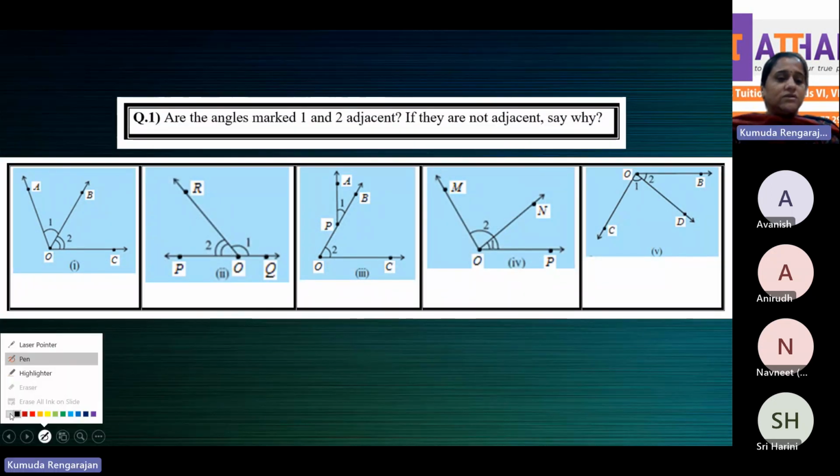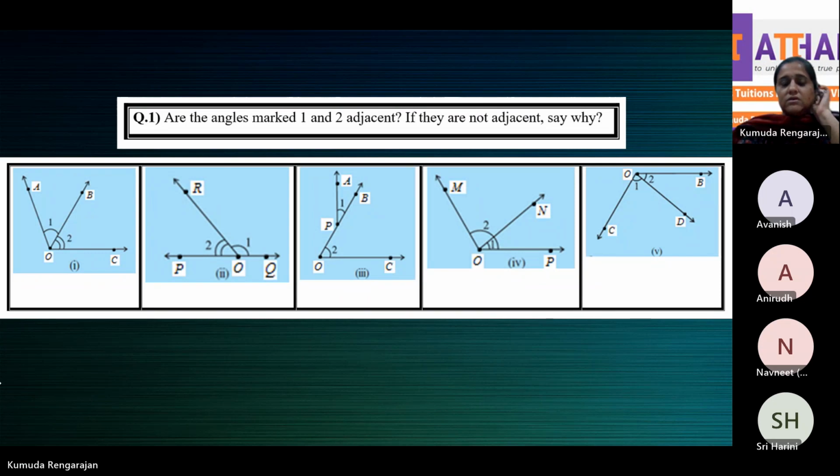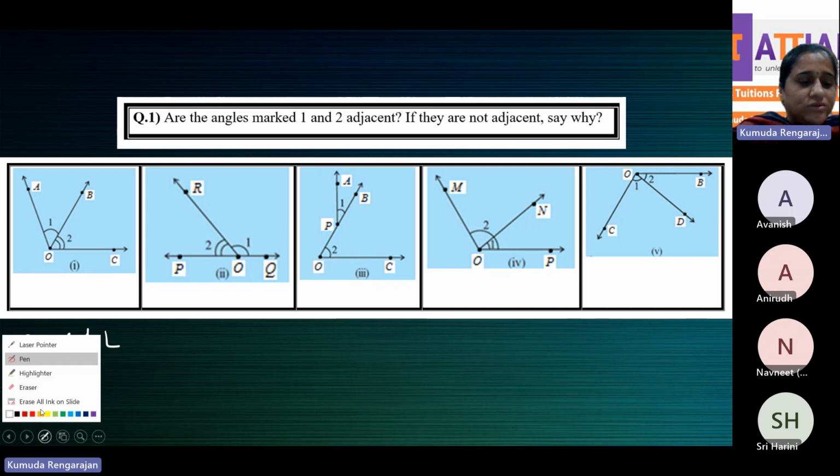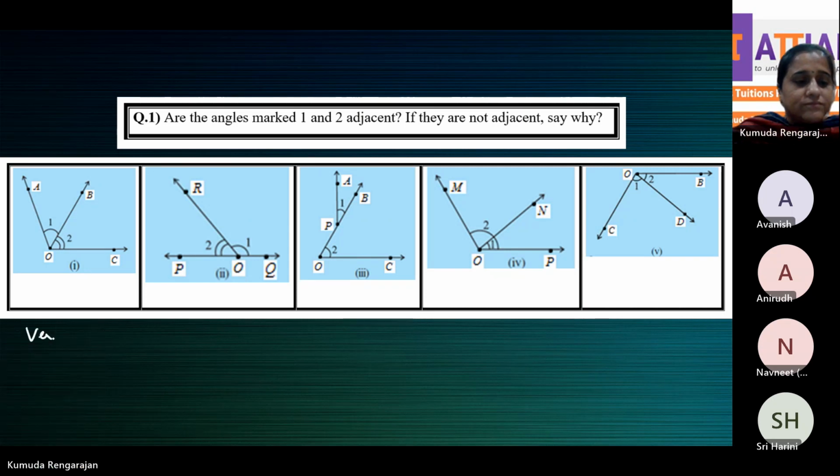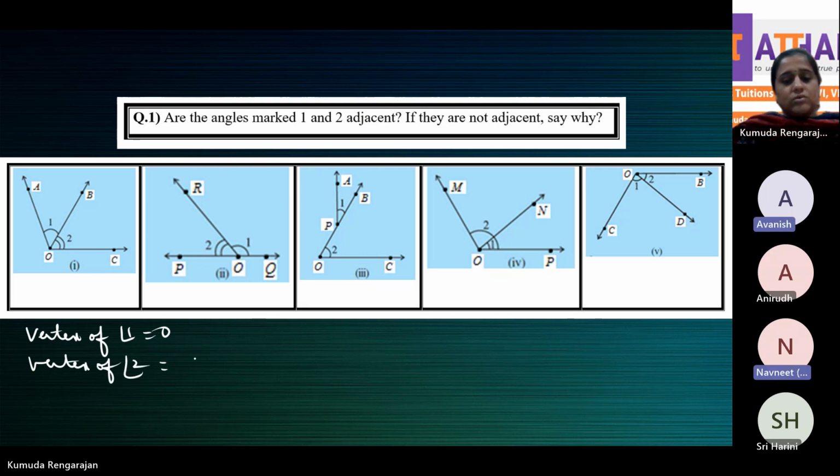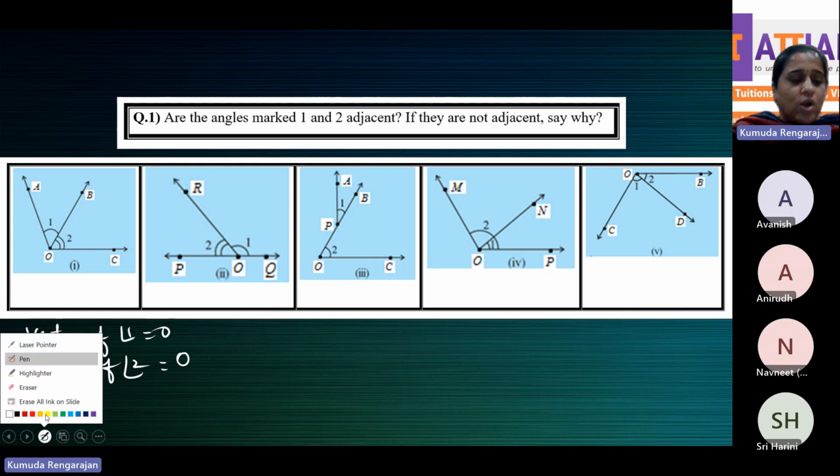Now look at the first figure, children. Can you see the angles 1 and 2? Now tell me the arms of angle 1. No, one minute. First we'll write the vertex. Which is the vertex of angle 1? O. Which is the vertex of angle 2? O. So they have a common vertex. Angle 1 and angle 2 have a common vertex.